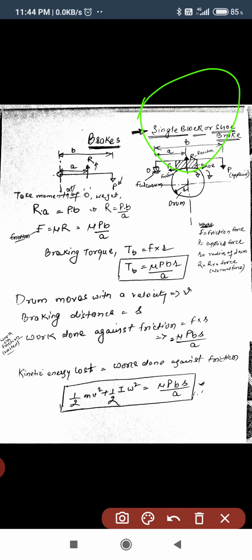This is the very first brake that you need to study, that is the shoe brake or single block brake. This brake is generally used in trains. So how will it work? We need to study that. So I am now drawing this system on this screen.